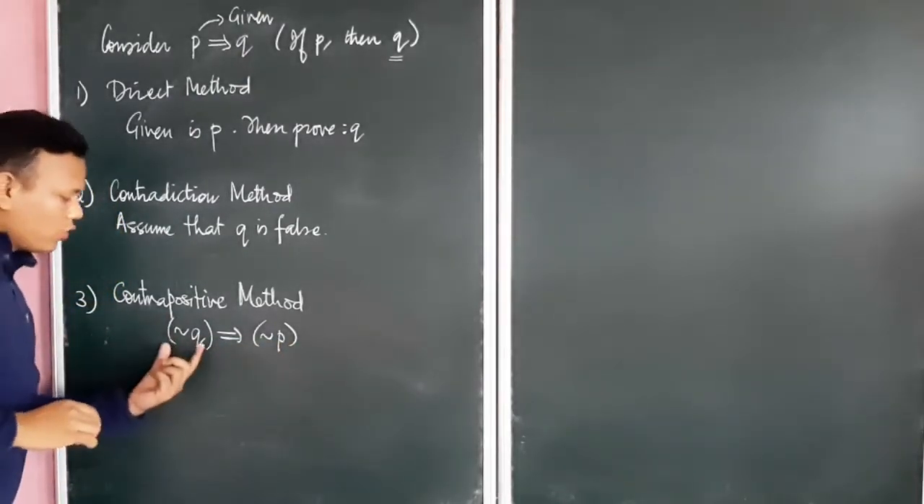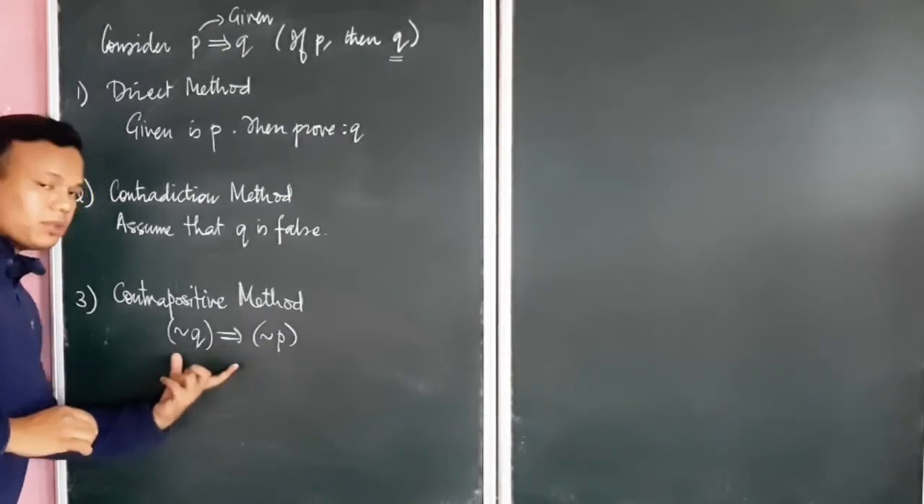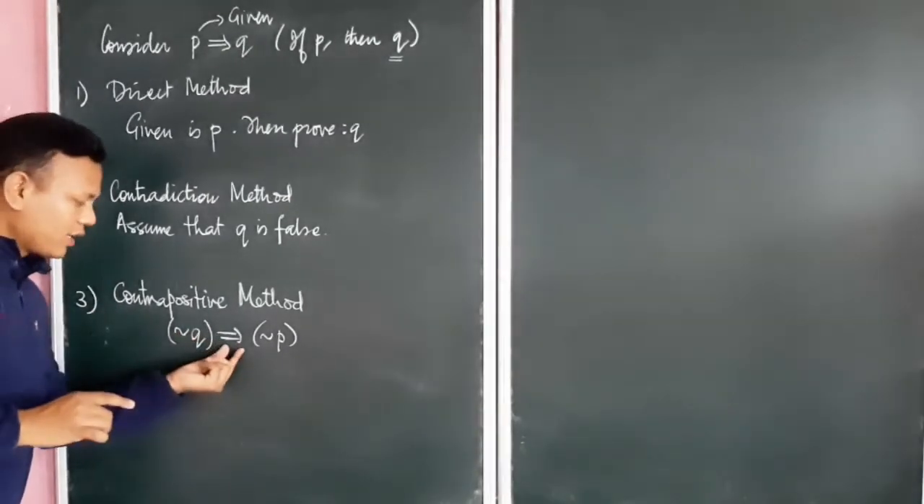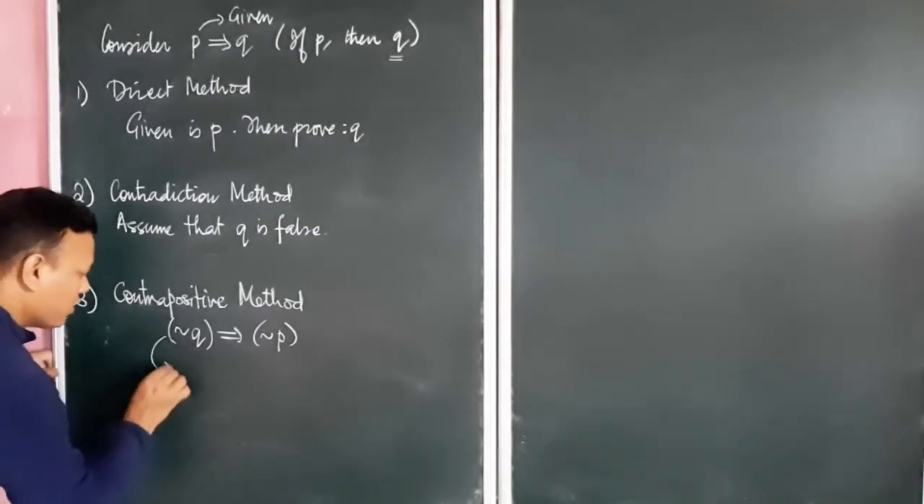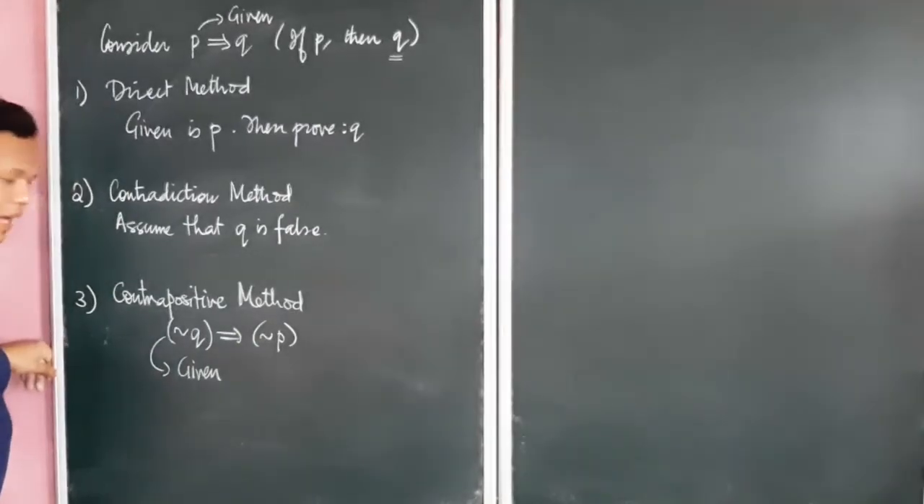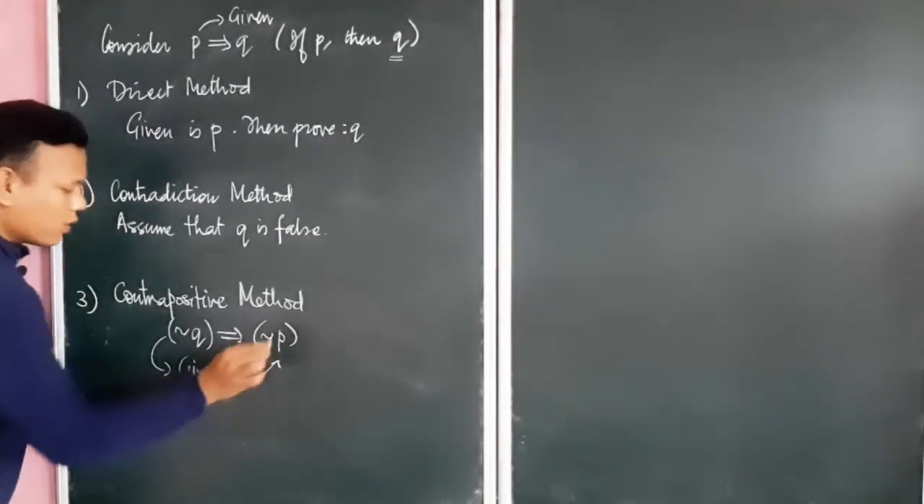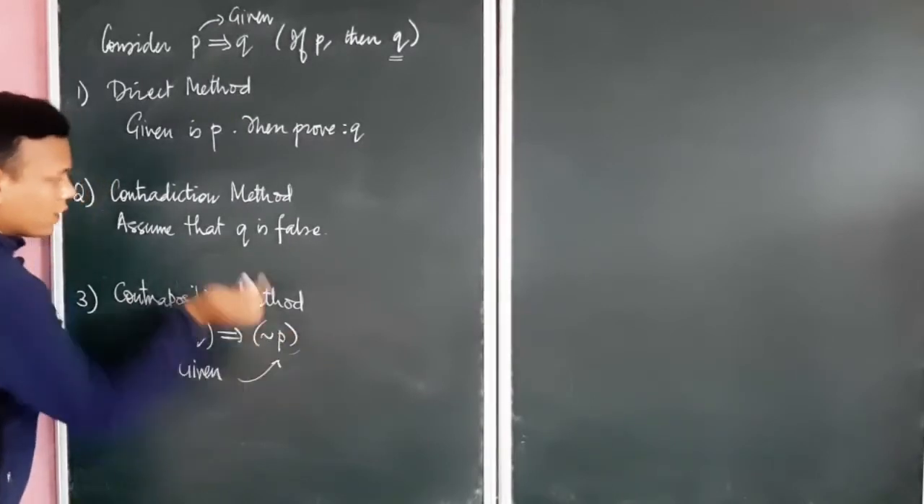Now see here, you now have the contrapositive, this one. Now what is the meaning of this? As I said, in this sign, whichever is coming in front, that is always given. So in this case, this will be given to you, and now you have to prove this. Okay, this has to be proved. So it's kind of this one only.